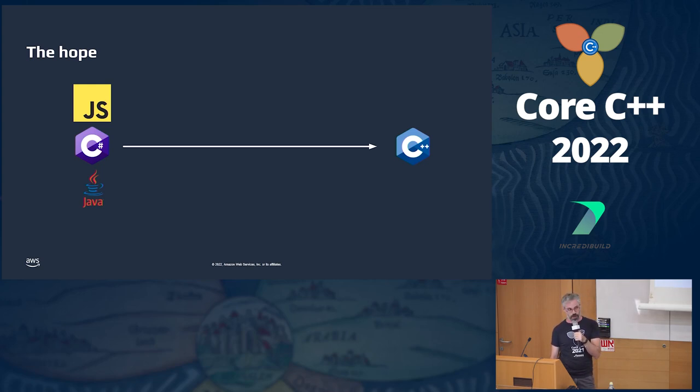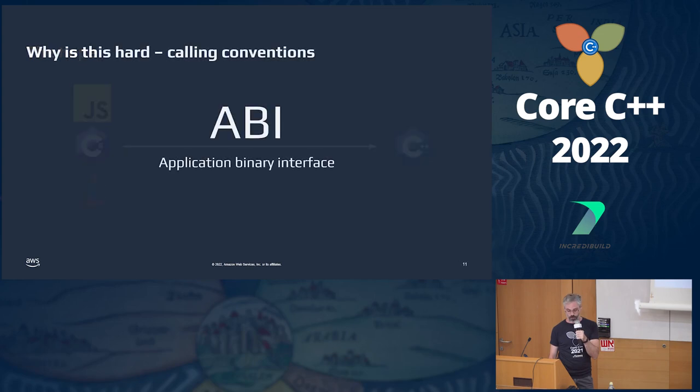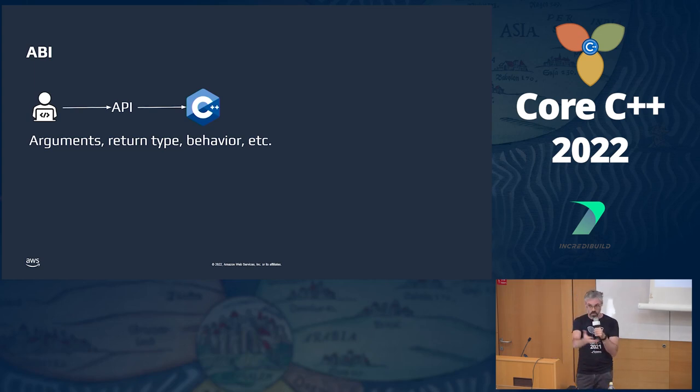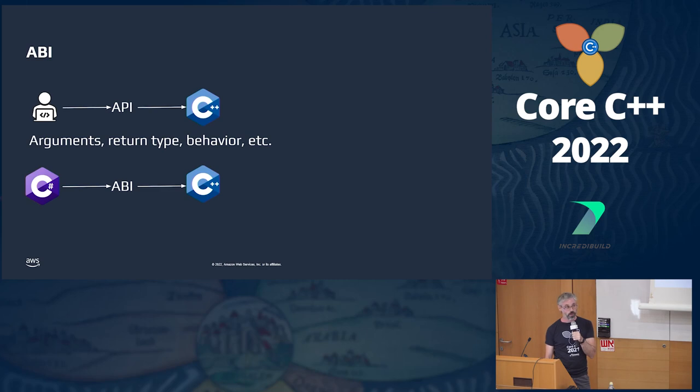But after the code is compiled, we still have a problem. And that problem is called ABI, Application Binary Interface. What does this mean? So most of us know about APIs, an application programming interface. It's the interface that tells a programmer how he can use a certain logic. It tells us things like what arguments this function takes, what's the return value of this function, what does the function actually do. And an ABI is very similar, only it's not for the programmer. It's for the actual executing binary.